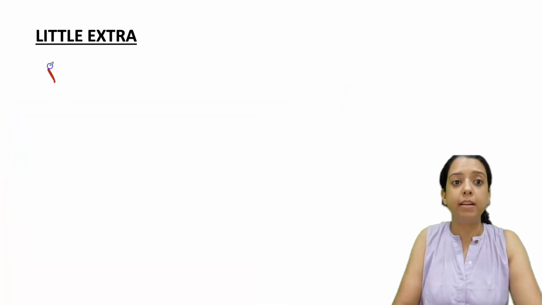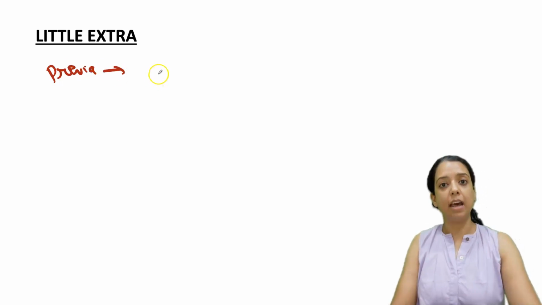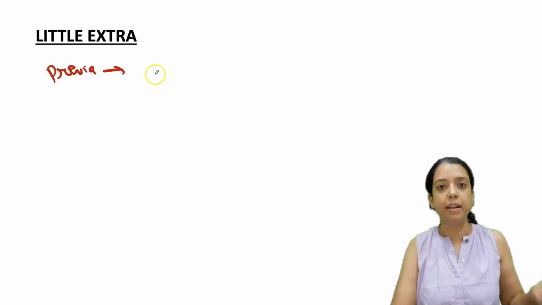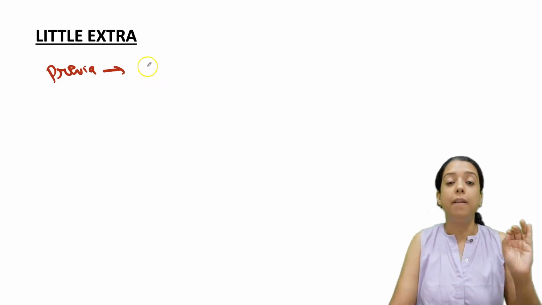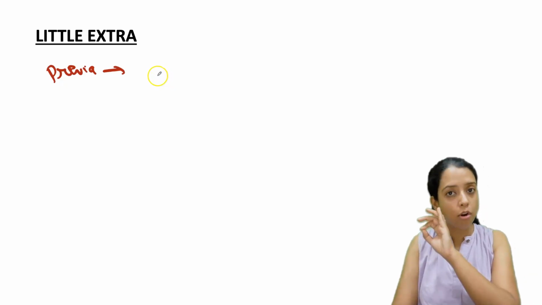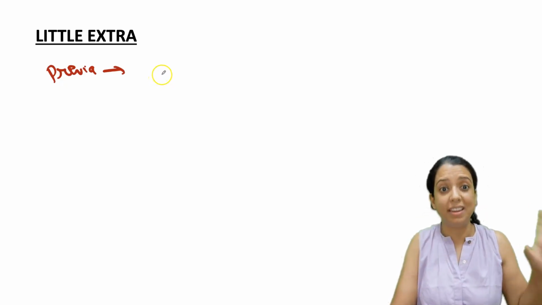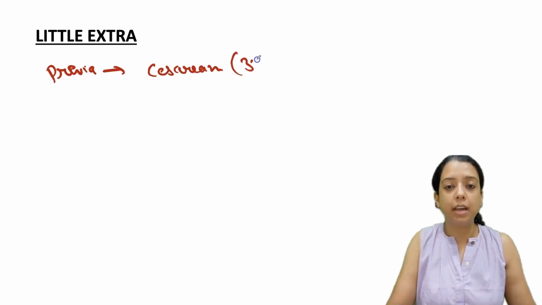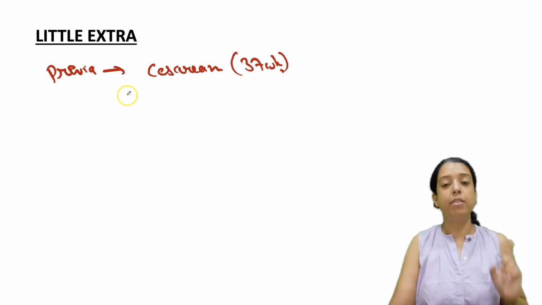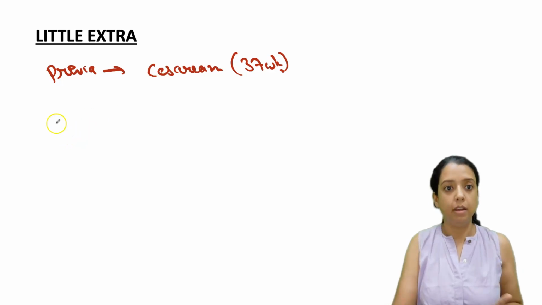Remember a few things about placenta previa. Nowadays there are only two types: low-lying and placenta previa. Only these two distinctions are there. The mode of delivery for all categories of placenta previa now is cesarean section. The cesarean section done at 37 weeks is the mode of delivery for all placenta previa.